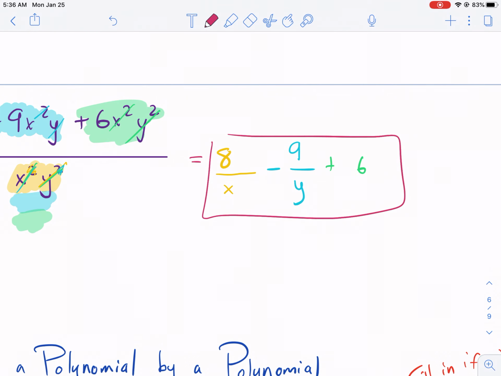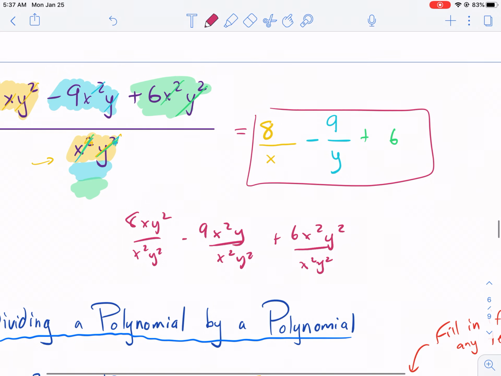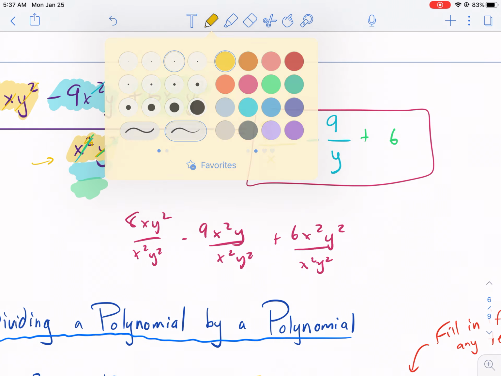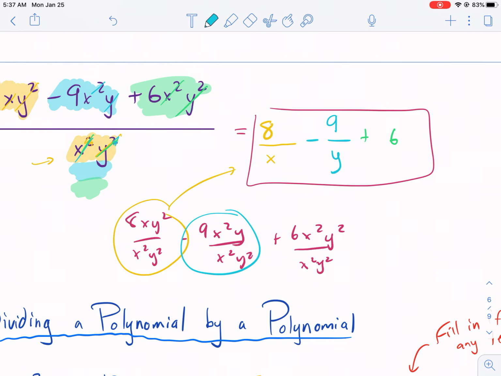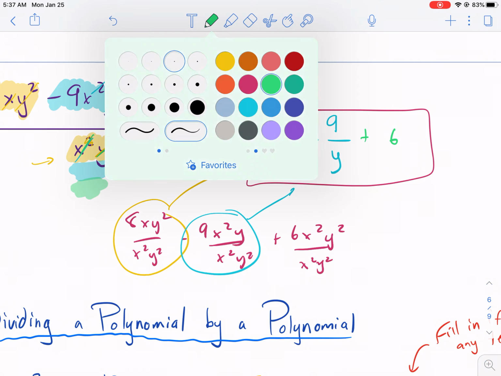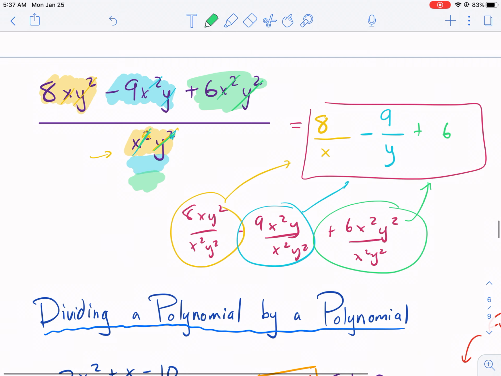Now, if you want to rewrite this whole thing and make it 8xy squared over x squared y squared minus 9x squared y over x squared y squared plus 6x squared y squared over x squared y squared, that's fine. And you're going to see that each one is going to reduce just as we described here. So I'm not sure which you prefer. If you cannot keep it straight in your head as you do it, that's fine. I would rewrite it like this, but this is the way that we do it.